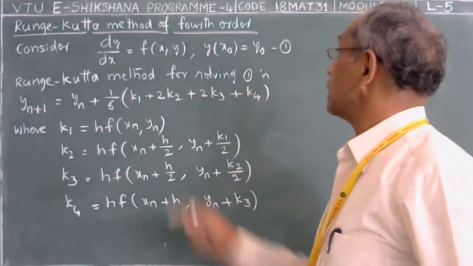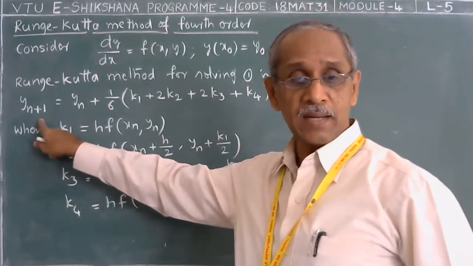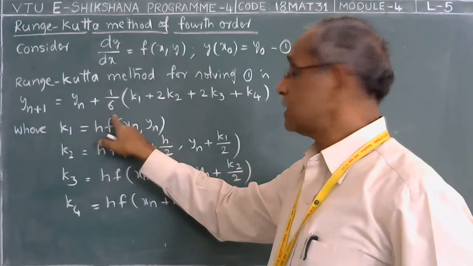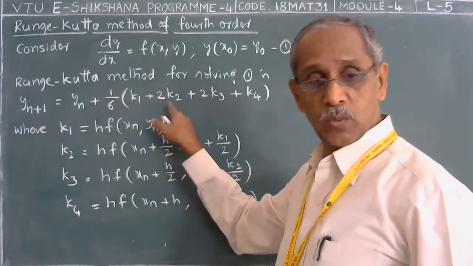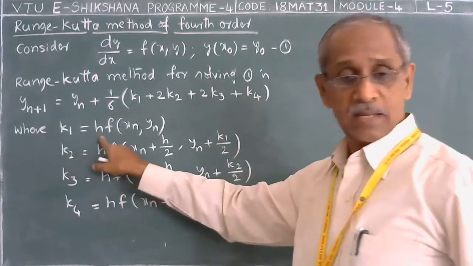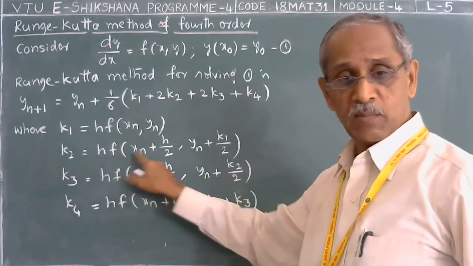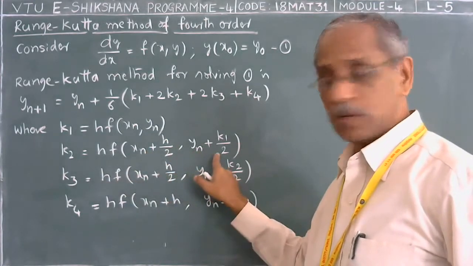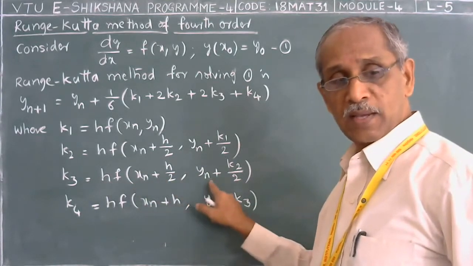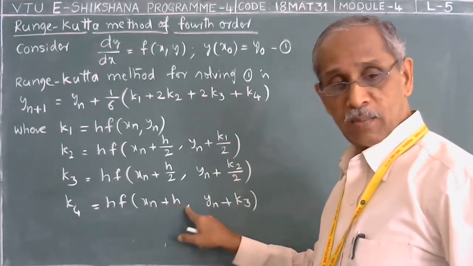The Runge-Kutta method of solving it is given by yn plus 1, that is the value of y at x is equal to xn plus 1, is equal to yn plus 1 by 6 into k1 plus 2k2 plus 2k3 plus k4, where k1 is h into f of xn comma yn, k2 is h into f of xn plus h by 2 comma yn plus k1 by 2, k3 is h into f of xn plus h by 2 comma yn plus k2 by 2, k4 is h into f of xn plus h comma yn plus k3.